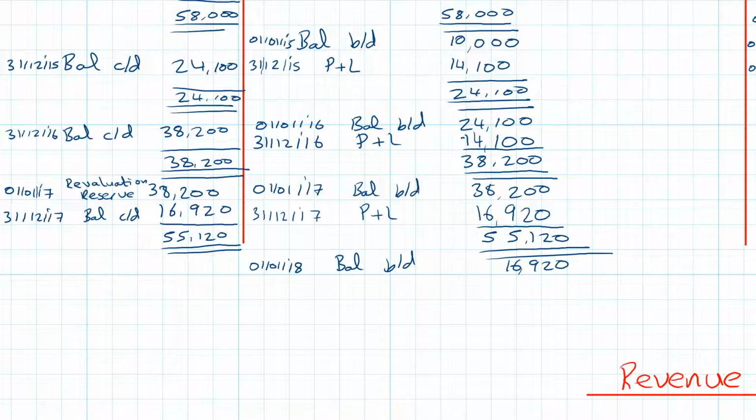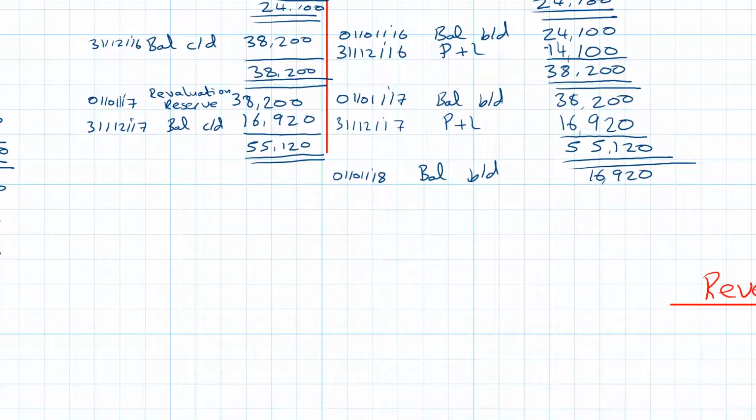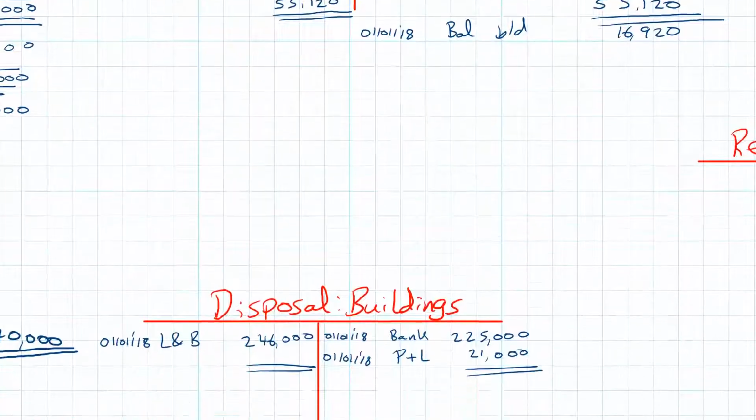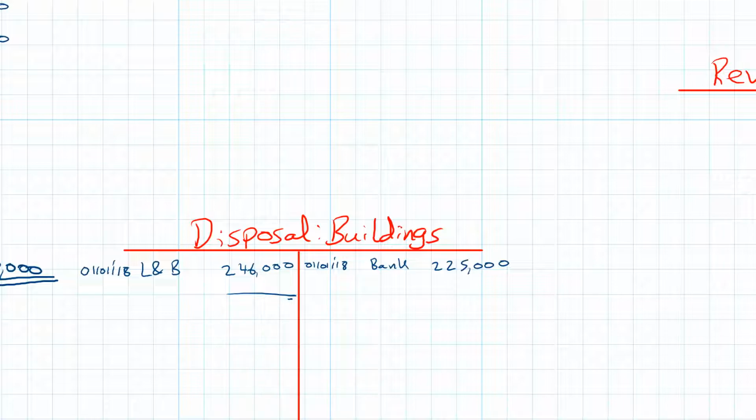So for emptying out a disposal, and now looking at this, I realize that I've made a mistake in the disposal of buildings. So what was my mistake? I forgot to put the depreciation for the buildings into my T account.